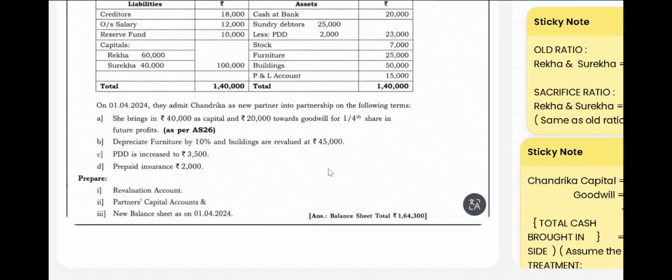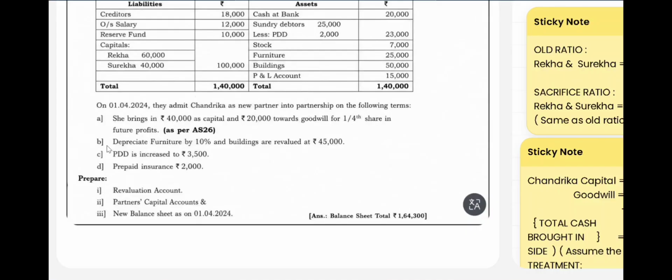Now moving on to the adjustments here. On 1st April 2024, they admit Chandrika as a new partner into the partnership on the following terms. First adjustment says that Chandrika brings in 40,000 rupees as capital and rupees 20,000 towards goodwill for 1/4 share in the future profits, and this goodwill should be treated as per AS 26.